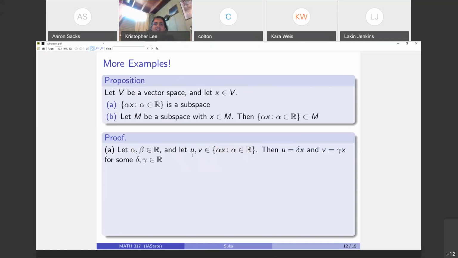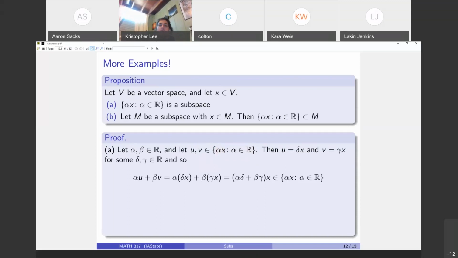Okay. So since u is in the set, that means it is some scalar times x. So use delta for this. And since v is in the set, it's some scalar, and I used gamma in this case. Okay. Now, what do I want to prove? Well, I want to prove that when I scale u by alpha and v by beta and add them together, I remain in the set.